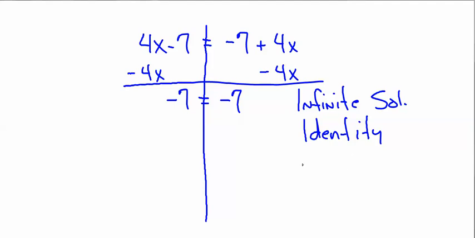Because another example of that might be if you would have added 7 to each side first, you would have gotten 4x equals 4x, right? And it doesn't matter what you put in here for x, it's going to work. Okay? So it's an identity problem. There's an infinite number of solutions. Questions?